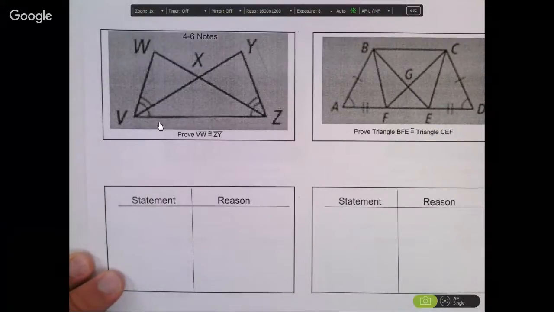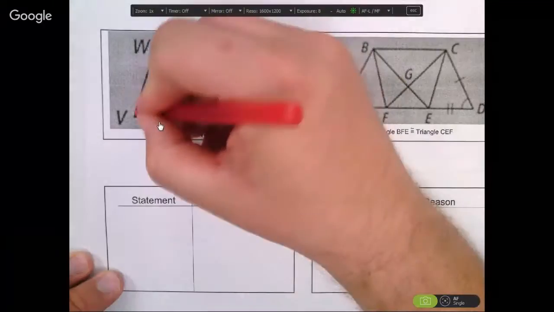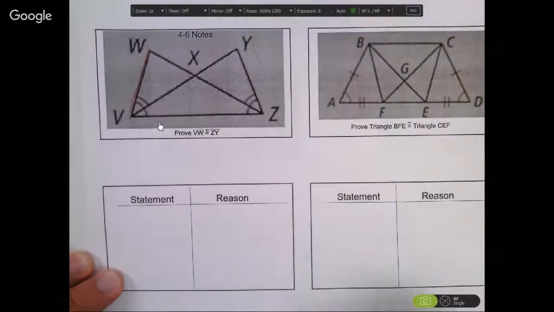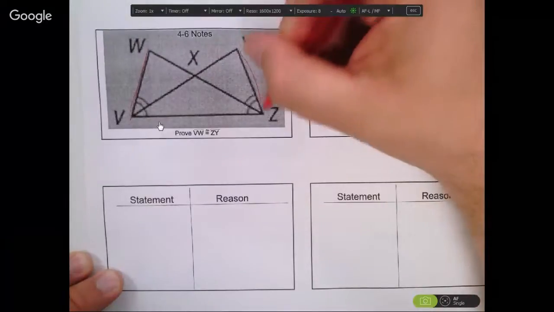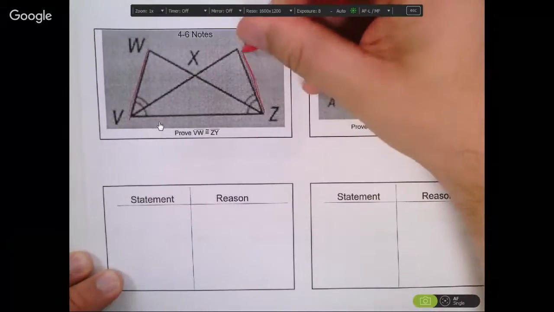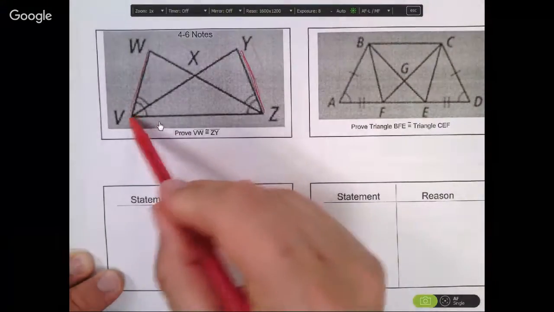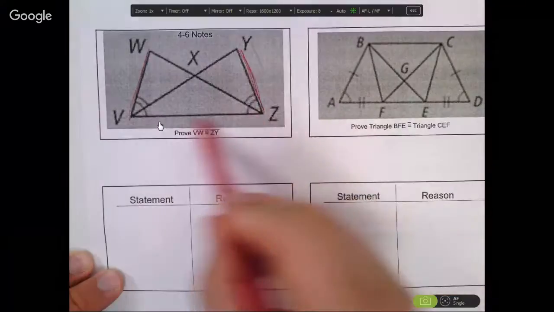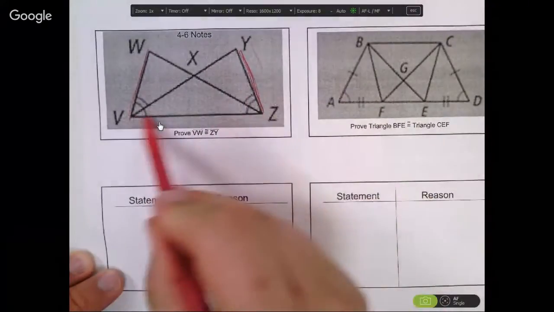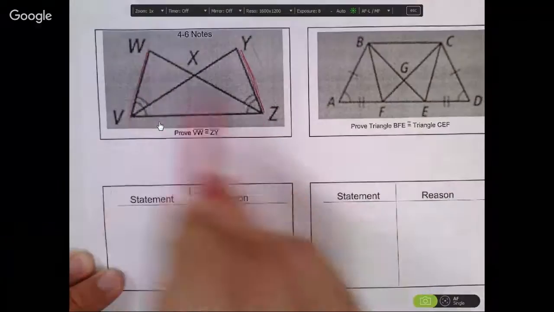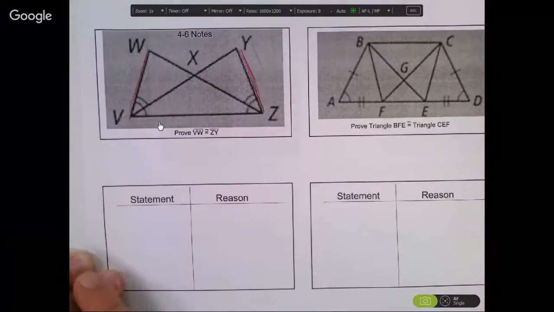Let's understand what we need to prove. We need to prove that this side here is congruent to this side. That's our job. And if I can prove that this triangle right here is congruent to this triangle, then I can say that those parts are congruent because of CPCTC.